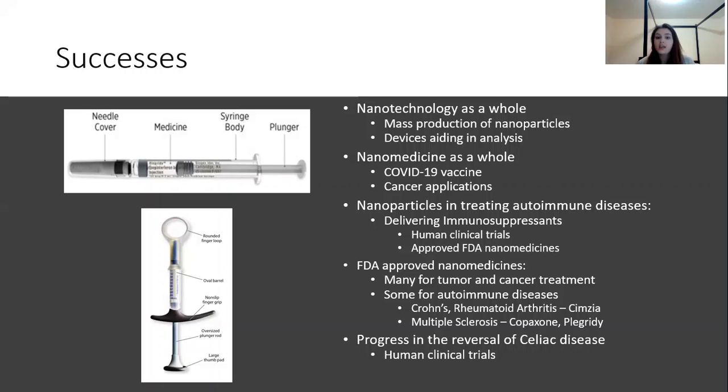Most of the FDA-approved nanomedicines are for tumor and cancer treatments, but there are, again, some successes for autoimmune diseases, and there's actually progress in the reversal of celiac disease, which is currently in human clinical trials.